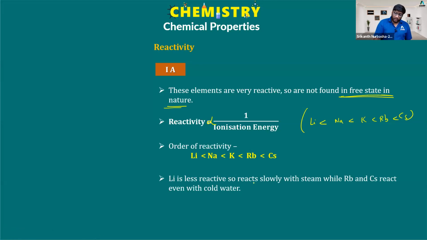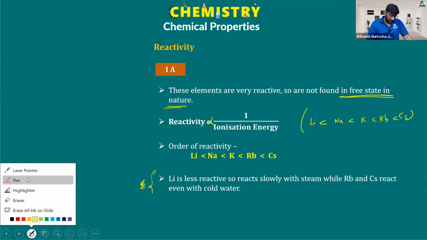Lithium is less reactive, so it reacts slowly with steam, while rubidium and cesium react even with cold water. So the reaction of alkali metals is very dangerous and vigorous. Very high amount of heat is going to be released. So be careful while you are dealing with such elements in the laboratory. That is why, whenever you are doing Lassaigne's test, you will keep the sodium in kerosene so that it will not react with water and explode. Reaction of these alkali metals with water will be vigorous in nature.